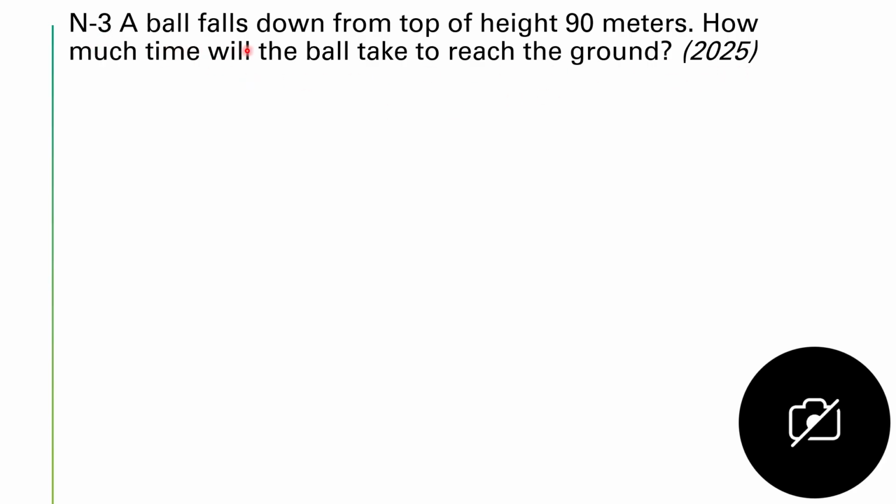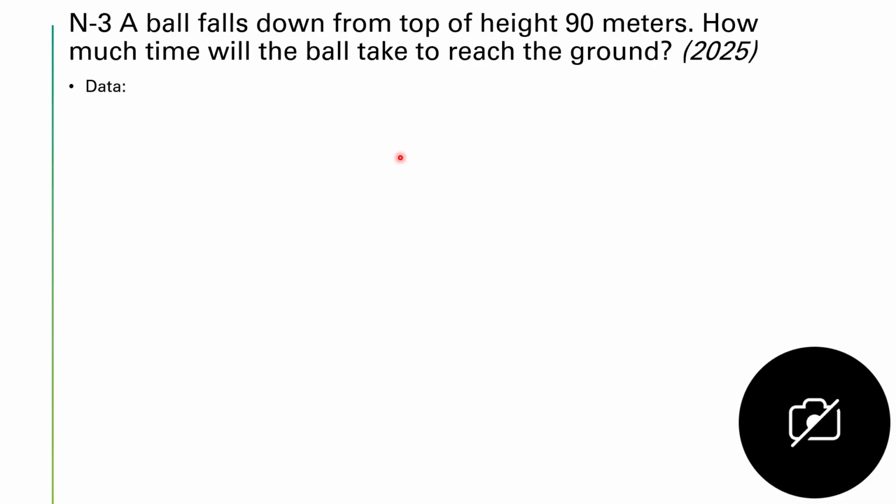A ball falls down from the top of a height of 90 meter. Falls down means it is the hint that the initial velocity would be 0. Height h is given, 90 meter. How much time will the ball take to reach the ground? Time is required. If the ball falls down, it means it is motion under gravity.